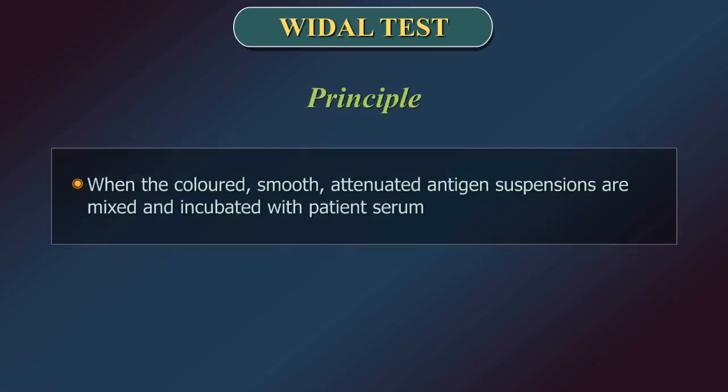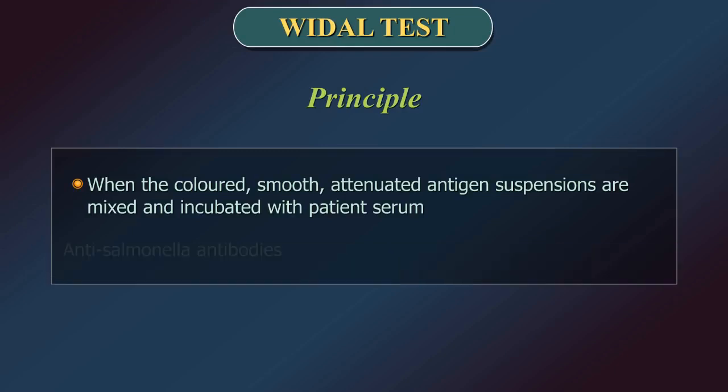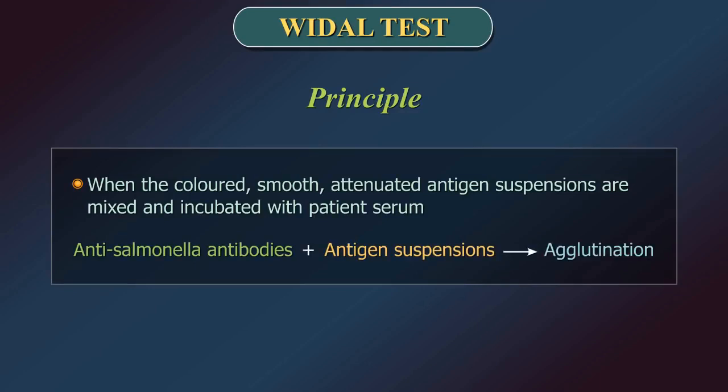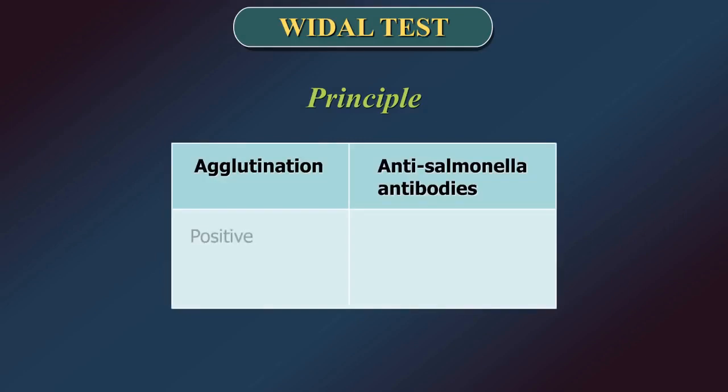Principle: when the colored, smooth, attenuated antigen suspensions are mixed and incubated with patient serum, anti-Salmonella antibodies present in the patient's serum react with the antigen suspensions to give agglutination. Agglutination is a positive test result indicating presence of anti-Salmonella antibodies in the patient's serum. Negative test result is indicated by the absence of agglutination.